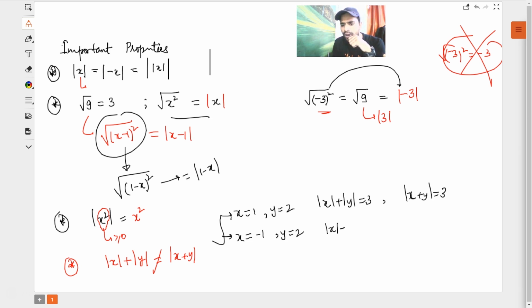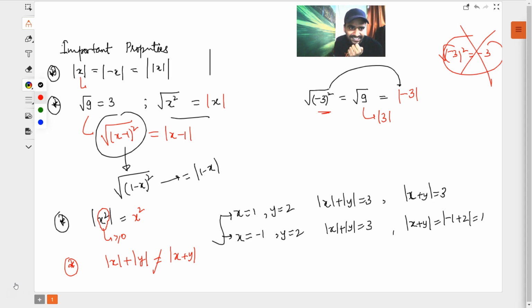If I want to write mod of x plus mod of y, it will again be equal to 3, right? But what will be the value of mod of x plus y? -1 plus 2, the mod of which will come out to be 1, right? So in the earlier case they were equal, but in this case, where I have taken one positive and one negative, these things are not coming out equal, right?